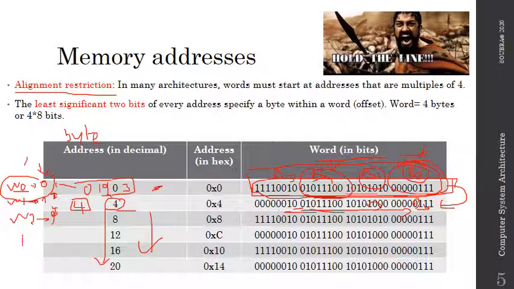So with word addressing and byte addressing, and we're going to stick to byte addressing, the words are always 4 bytes away. Each word is 4 bytes away from its neighbor.